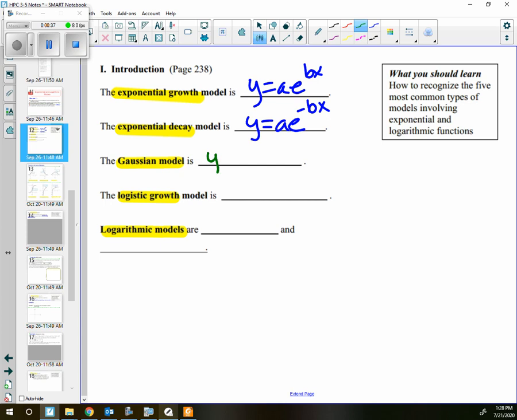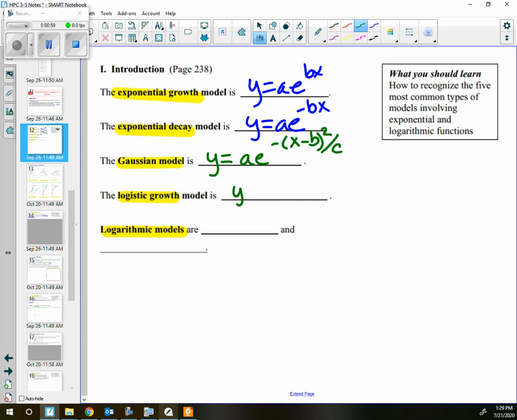So Gaussian looks like this: y equals a times e to the, and just be real careful up here, negative x minus b quantity squared, divided by c. So that whole thing is up in the exponent. The a, the b, and the c are specific to that particular model. So kind of a crazy looking one.